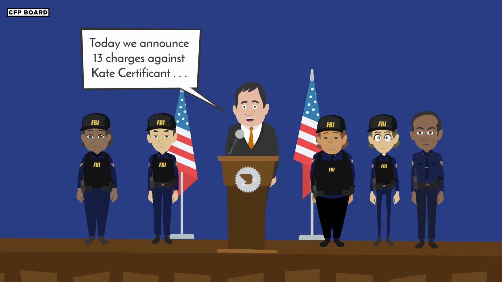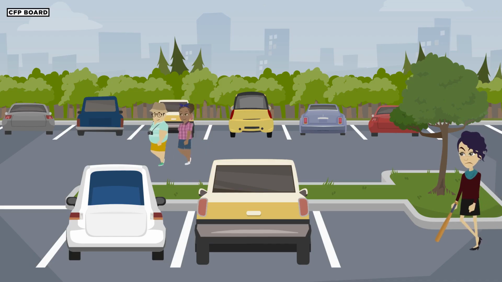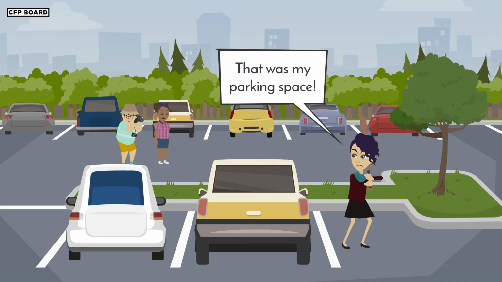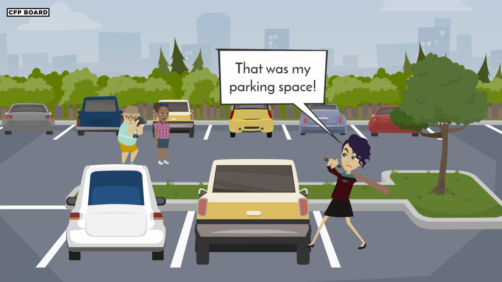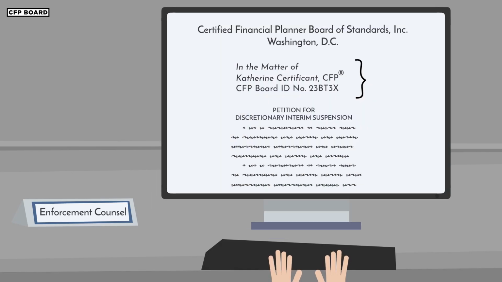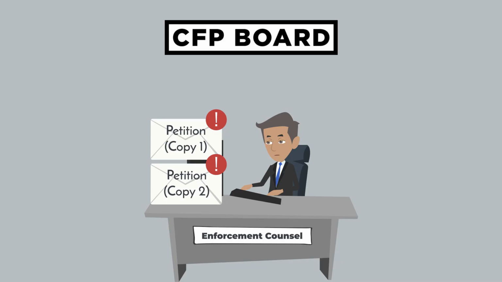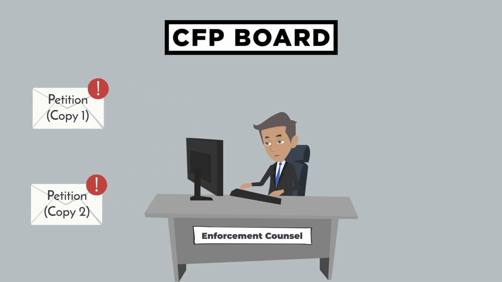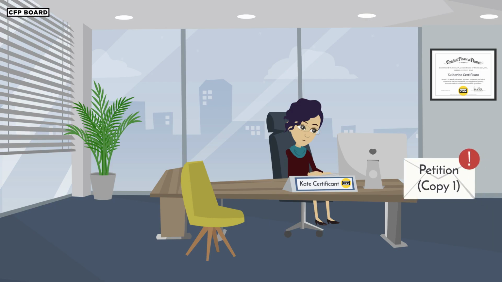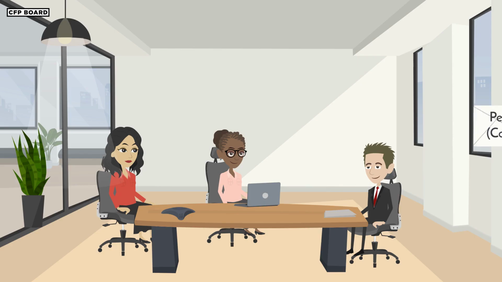If you were subject to serious criminal or regulatory charges, or engaged in conduct that reflects adversely on your integrity or fitness or on the certification, Enforcement Counsel could decide to seek a discretionary interim suspension. In that case, the procedure is for Enforcement Counsel to file a petition for an interim suspension order with the DEC that will be reviewed and decided by a hearing panel.